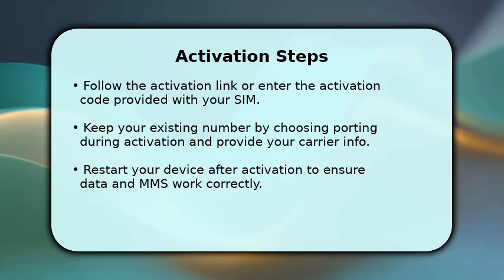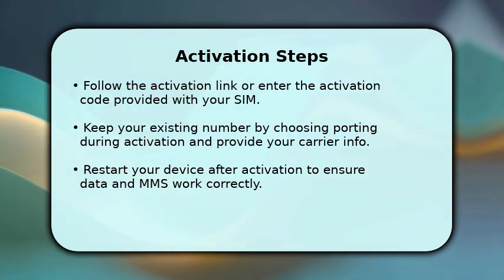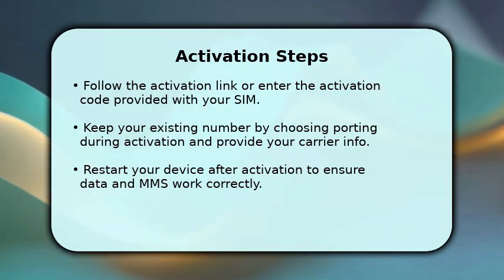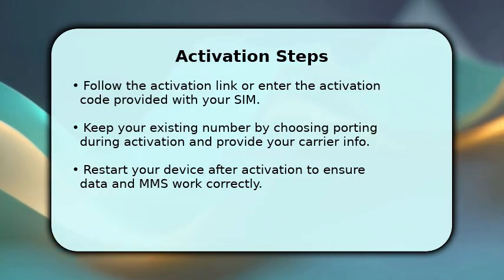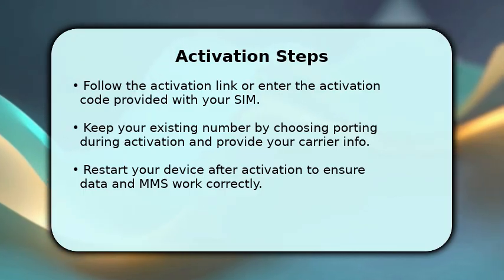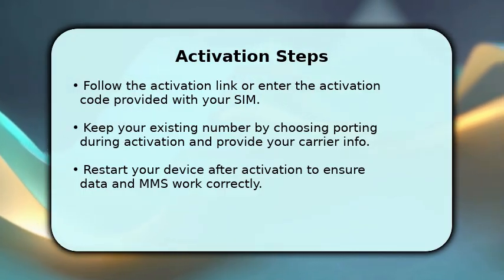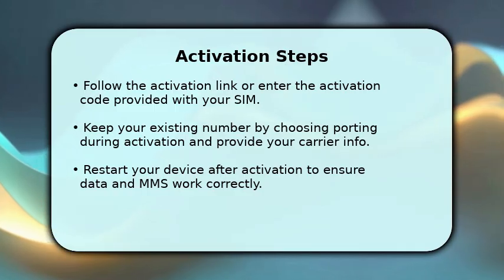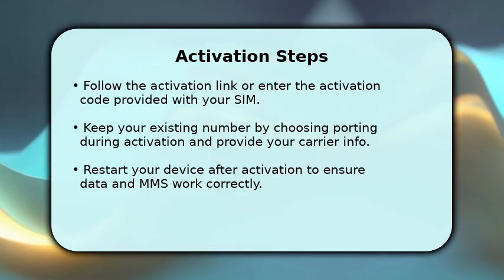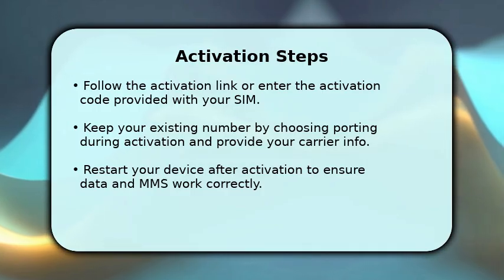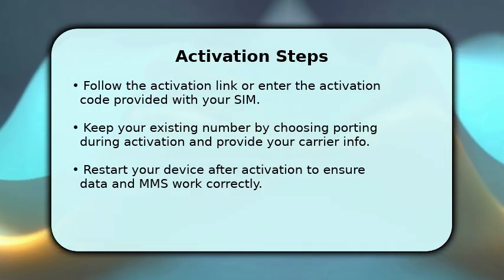Open the Mint app or activation webpage, sign in, and enter the 6 to 12-digit activation code that came with your SIM. If you want to keep your current number, select porting and provide account details from your old carrier. Complete payment and plan selection, then restart your phone and verify calling and mobile data are active before proceeding.